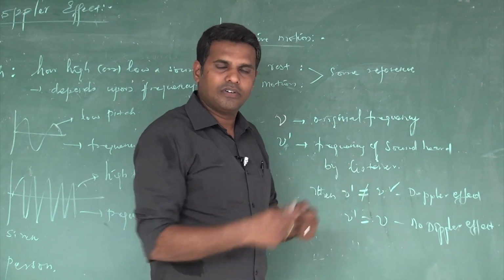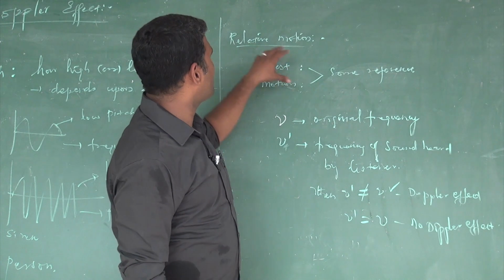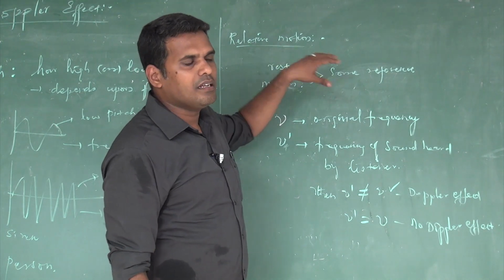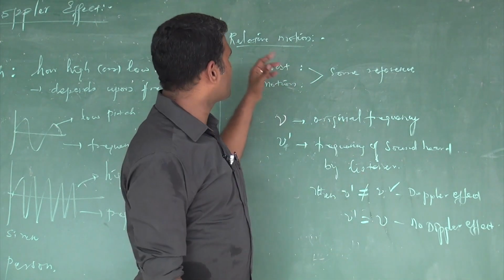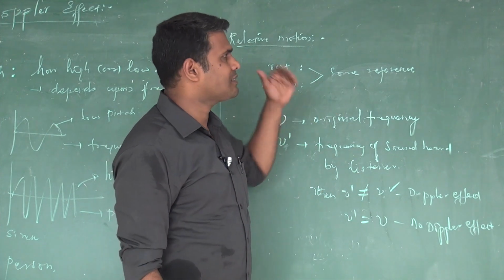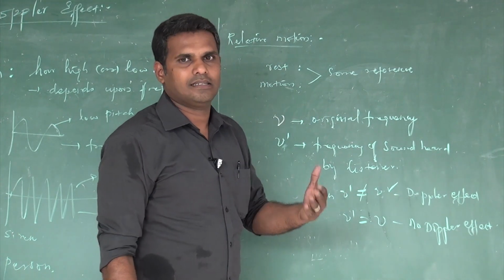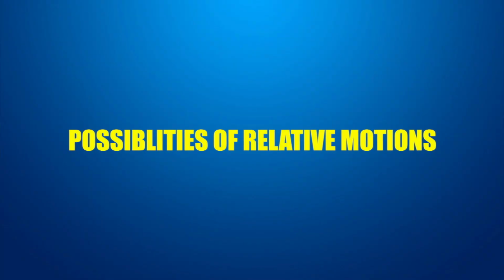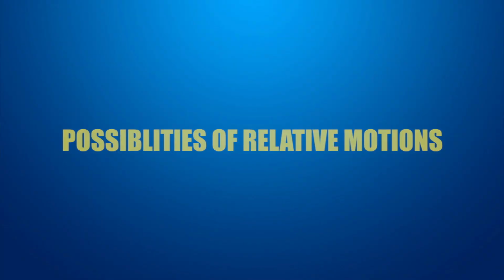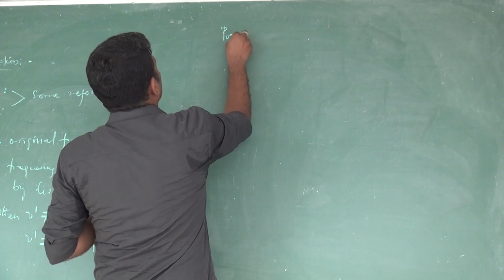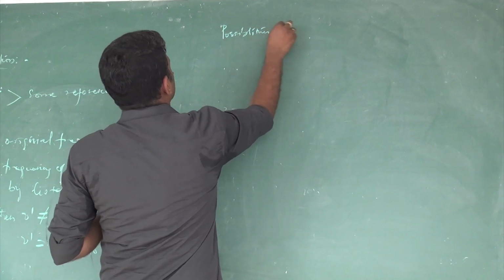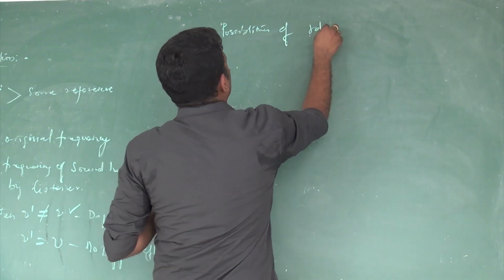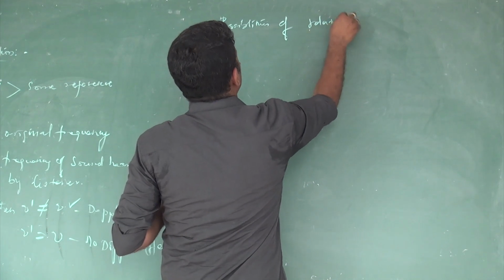That we can check with the different cases. When do we say there will be a relative motion? What are the different possibilities to bring out this relative motion? That we shall discuss, and then we shall go on to the next idea. Possibilities of relative motion.